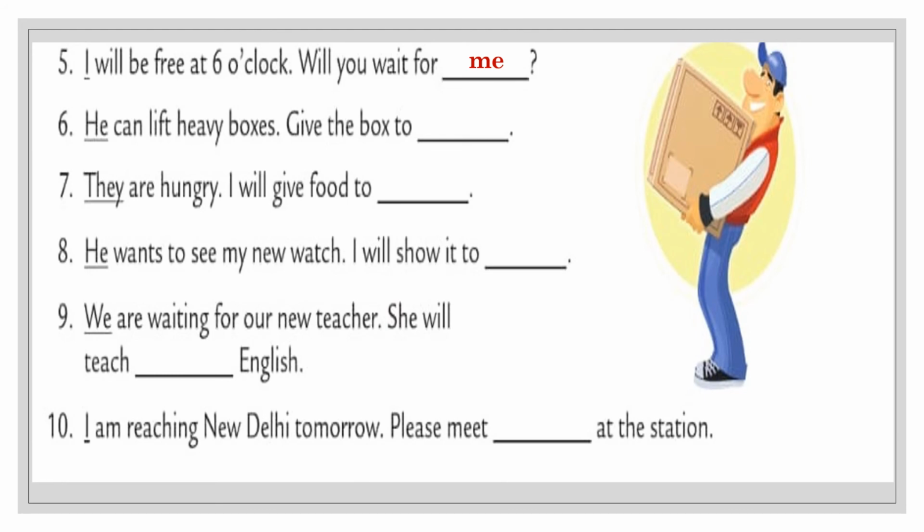Seventh one, they are hungry. I will give food to dash. So I is doing the action of giving food. So them will be used because them is receiving the action, not doing it. Okay, children. So now you can do rest of the parts yourself.